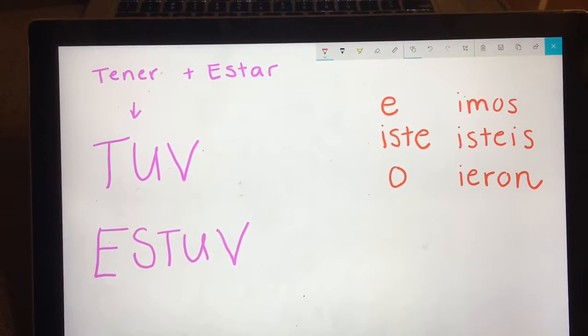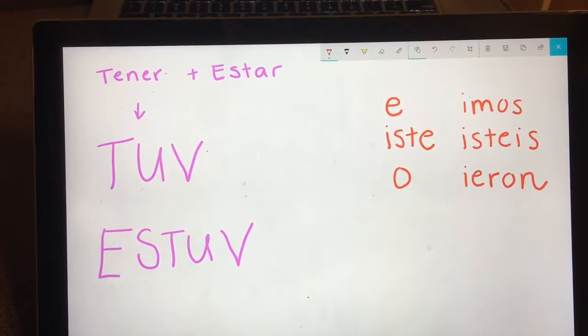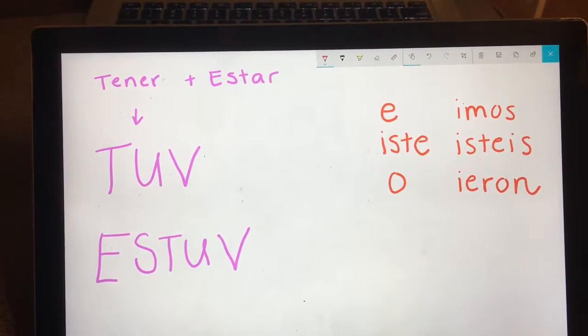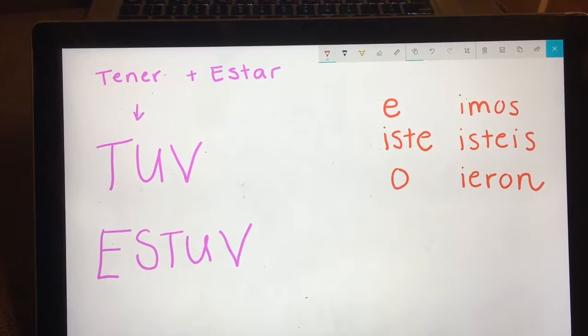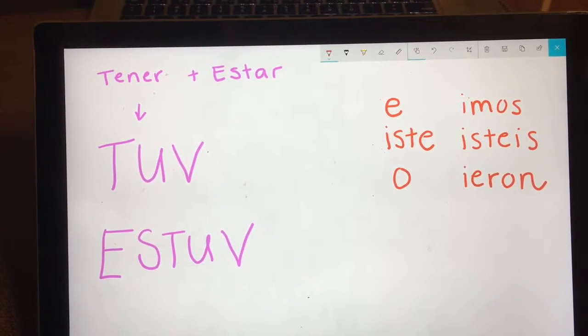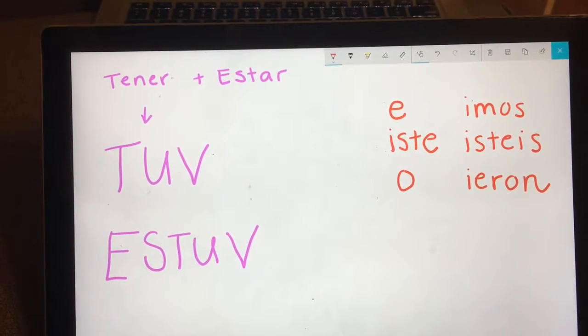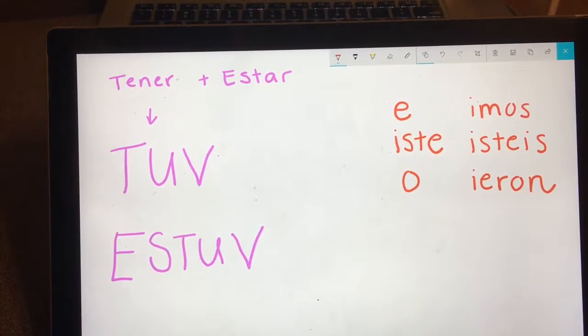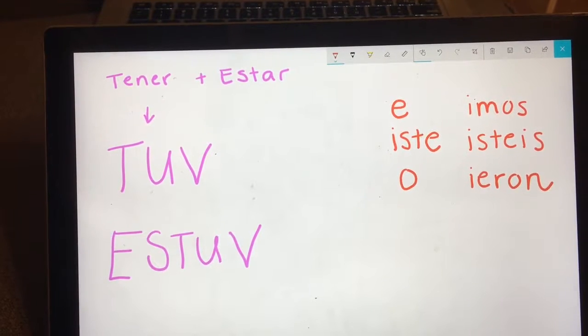cake. So the first two verbs that we're going to examine, because they behave so similarly, I put them on the same sheet here, is tener and estar. So tener is going to go to tuve and estar is going to go to estuve. So they both have these uve endings at the end.